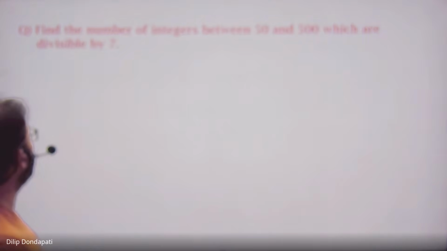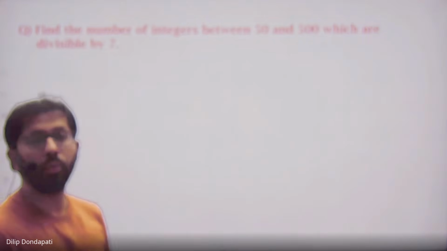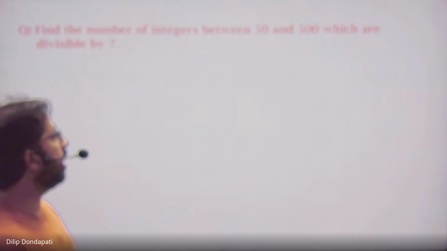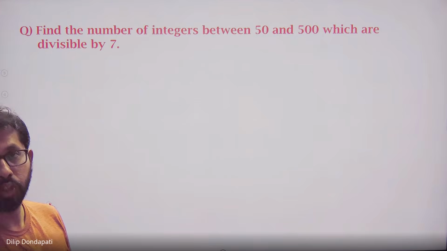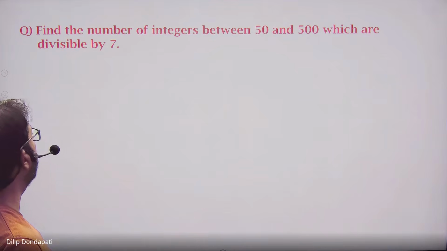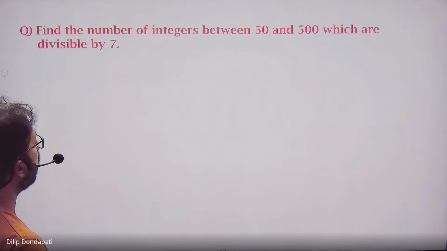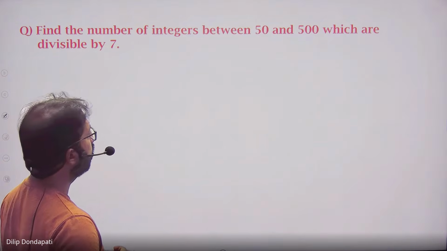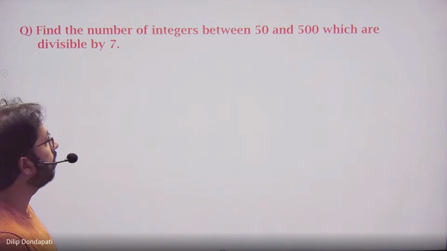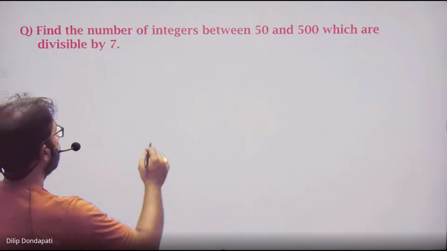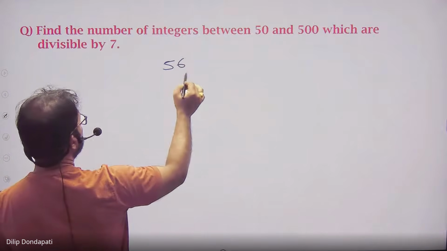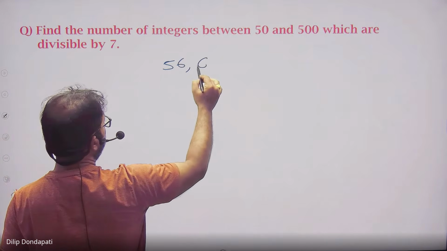Find the number of integers between 50 and 500 which are divisible by 7. See, between, meaning don't take 50 and 500 always. We should take numbers in between which are divisible by 7. So what will the first number be which is divisible by 7? 51, 52, 53, 54. It's 56. 56 plus 7, 63, and so on.